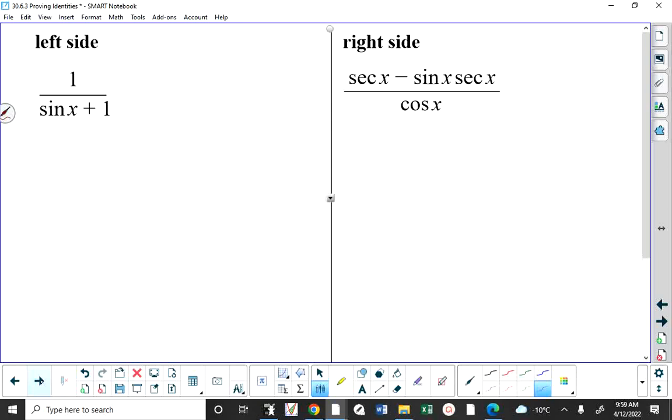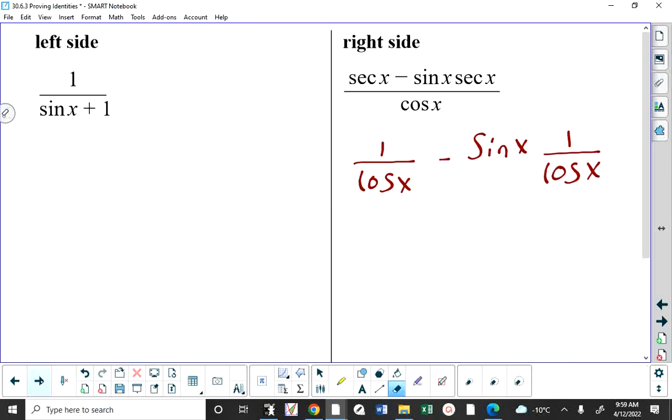So just looking at this visually, the right-hand side is more complicated. So what are some things we could do? I know that what most of you would do first is to write everything in terms of sine and cosine. So I can write the secant as 1 over cosine, and then I have minus sine of x times 1 over cosine. Look at how neat and lined up everything is.